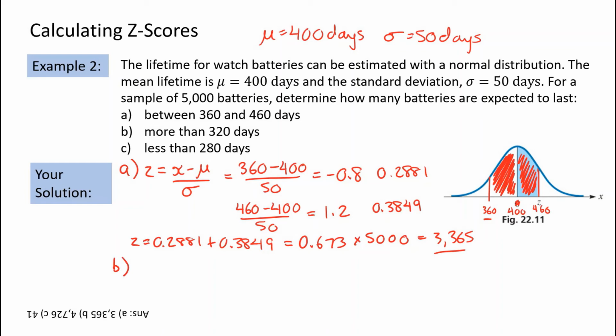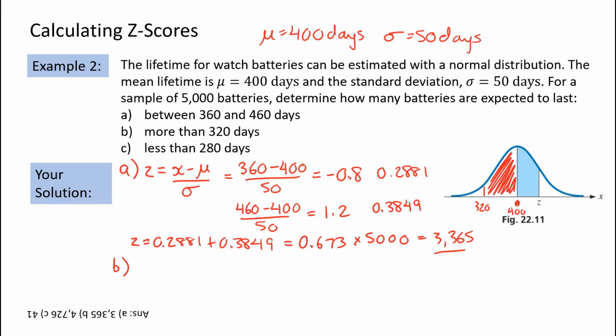Part B, we're looking for more than 320 days. So I'll erase this so we can look at it again. We're looking at 320 days, which is somewhere over here, and we want to know all of this percentage, everything that's going to last more than 320 days. Remember, our z-score, if we use 320, is going to calculate this piece.